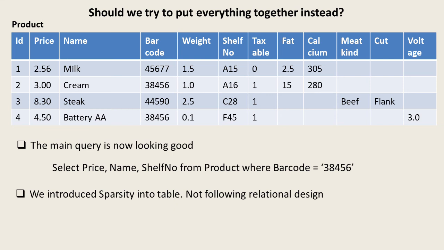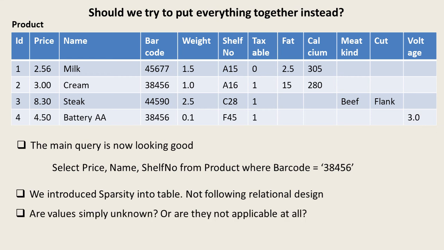First of all, you probably noticed that we introduced so-called sparsity into the table. This means that not all cells are now filled with data, and some of them are always empty, not just temporarily empty, they will always be empty. For example, for the first 2 rows, which deal with dairy products, milk and cream, the columns meat kind, cut, and voltage will always be empty because they're simply not applicable. And there are other empty cells as well.